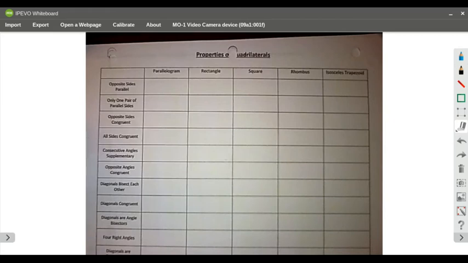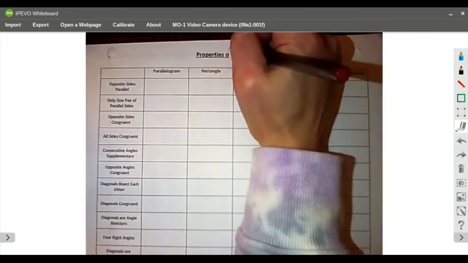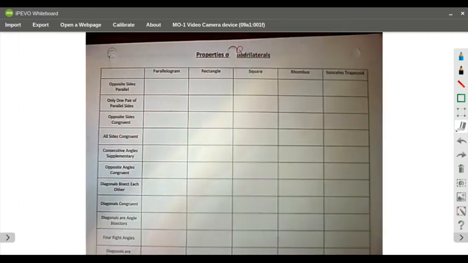Hi, everyone. So, what we're going to start today is the new unit on quadrilaterals. That's what that's supposed to say at the top: properties of quadrilaterals. So, we start off with learning about parallelograms and rectangles. We do those two together because they're both pretty easy, to be honest, and they have some similar properties.